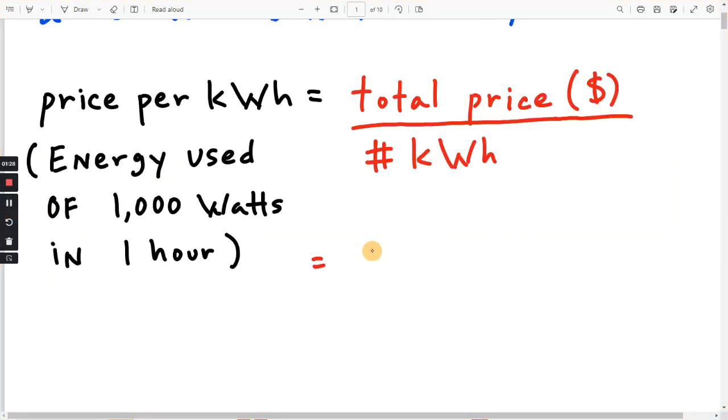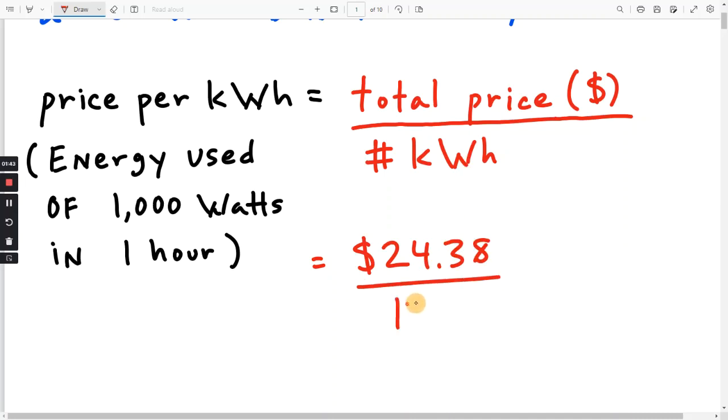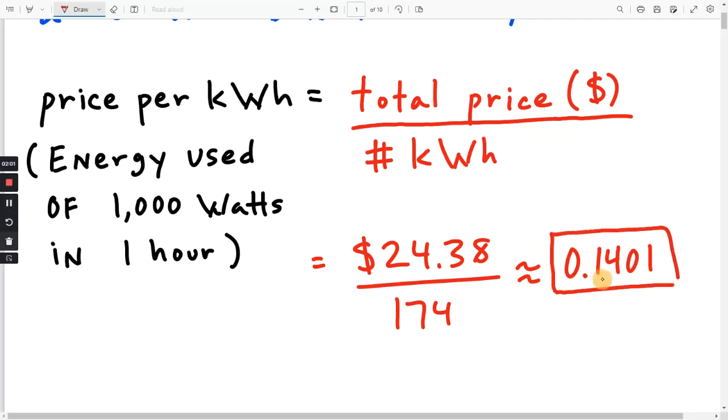So the price was $24.38, and the number of kilowatt hours was 174. I'll do this on the calculator, and I'm going to have to round off. And I get 0.1401. So I am paying approximately 14 cents for each kilowatt hour.